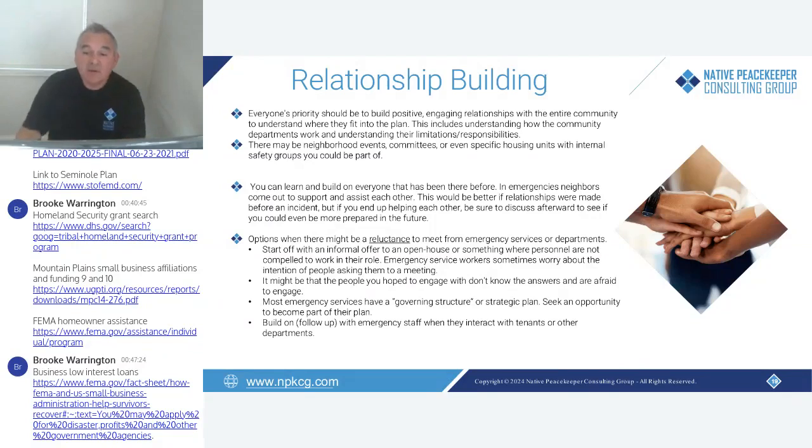And there might be neighborhood events or committees that you could be part of. You can learn to build on everyone that's been there before. This would be better if relationships were made before an incident. An example of that is during Ian, we were in a community that was directly impacted. With our neighbors, we never talked about emergency planning. We had the clubhouse, they had a meeting, they did some presentations on it, but we never got together, never made a plan. A lot of people have been through it before.